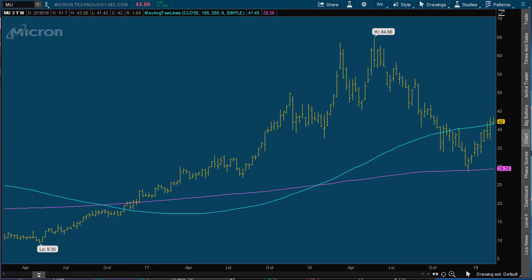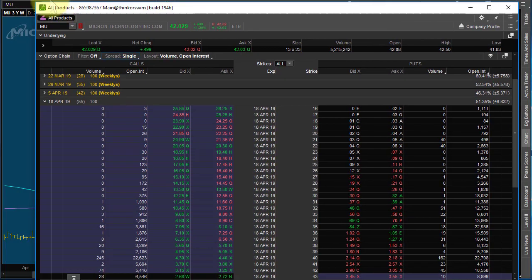This is a name that we want to be long. The trick with options is how do we get long? Do we want to just buy the stock? No way. It's just too expensive. Why deal with it? Why just buy the stock? We're better off using the options.